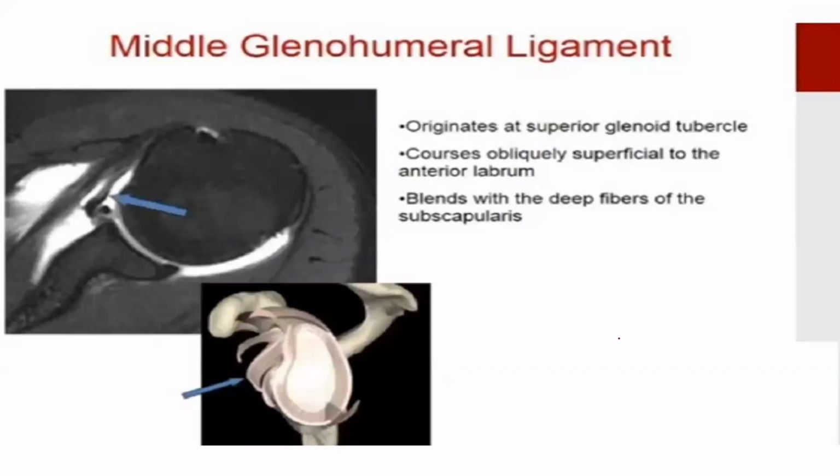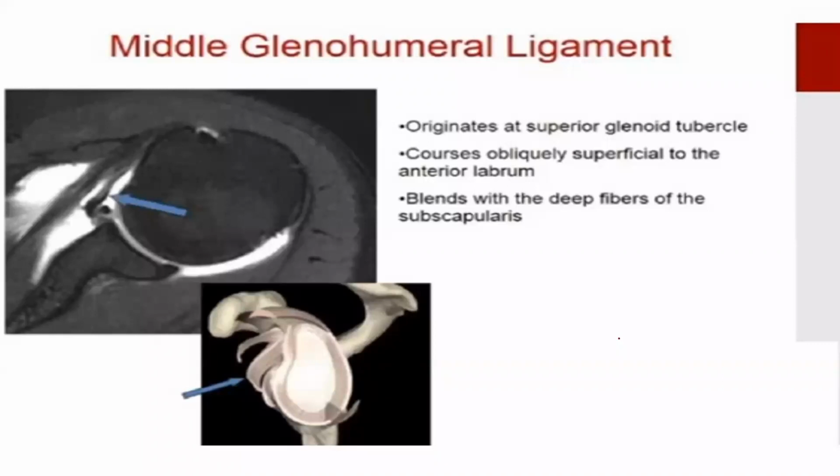Besides, on MRI, we can see the middle glenohumeral ligament, which originates from the superior glenoid tubercle. It courses obliquely, superficial to the anterior labrum, and blends with the deep fibers of the subscapularis. This is a normal finding. If you look diagrammatically below, you can see it.